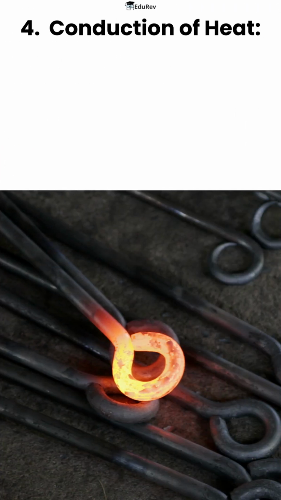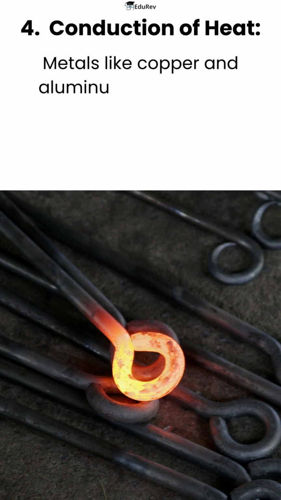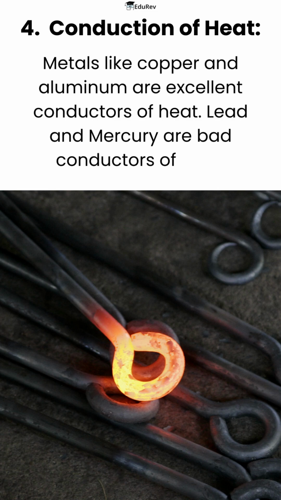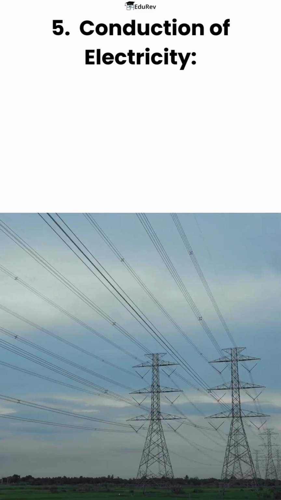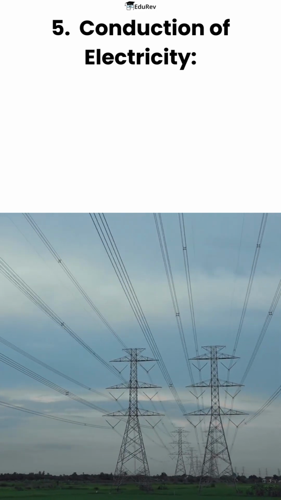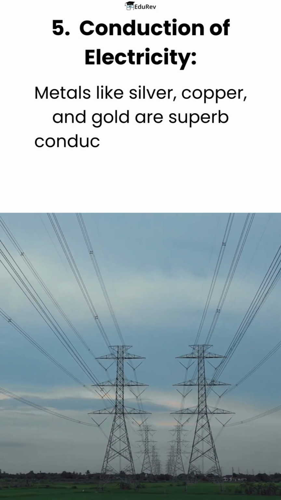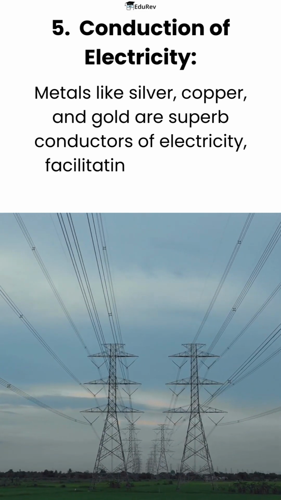Conduction of heat. Metals like copper and aluminum are excellent conductors of heat, making them ideal for applications in which heat transfer is critical. Lead and mercury are bad conductors of heat. Conduction of electricity. Metals like silver, copper, and gold are superb conductors of electricity, facilitating their use in electrical circuits.